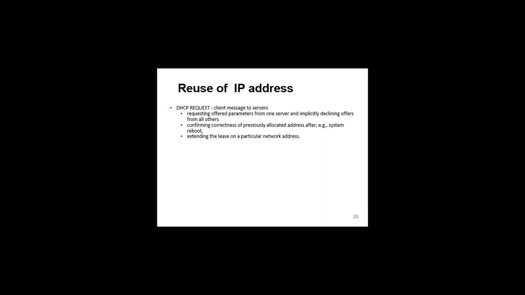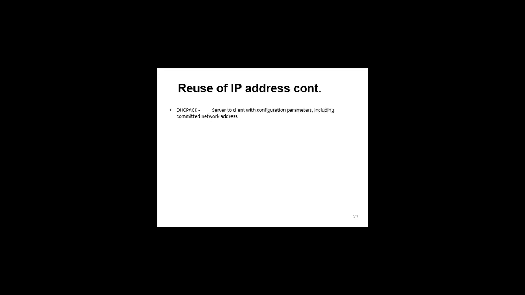At the start, the DHCP request is the client's message to the server. It requests the information of the offered parameters from the server and implicitly declines offers from all others. It will confirm the correctness of the previously allocated address, for example after a system reboot, or when you have disconnected and connected again. It also provides for extending the lease for a particular network address. In response, an acknowledgement will be sent from the server to the client with the configuration parameters, and this will include the committed network addresses.